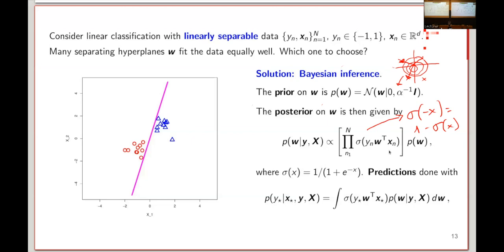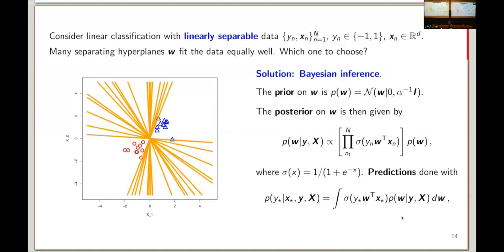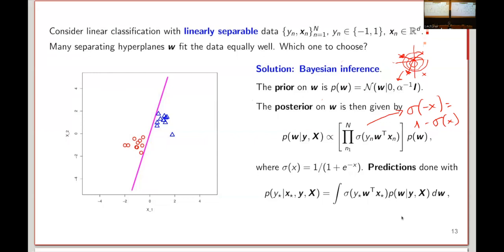We obtain a posterior distribution on the weights. And then when we make predictions, now we average over this posterior distribution. What is going to happen is that we are going to average over all the possible hyperplanes that are separating this data. And instead of considering just a single separating hyperplane, which could be fitting the data well, but could be not so good, like this one, for example, you wouldn't probably want to make predictions with that.